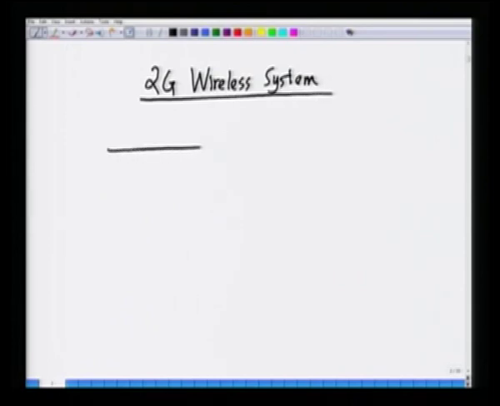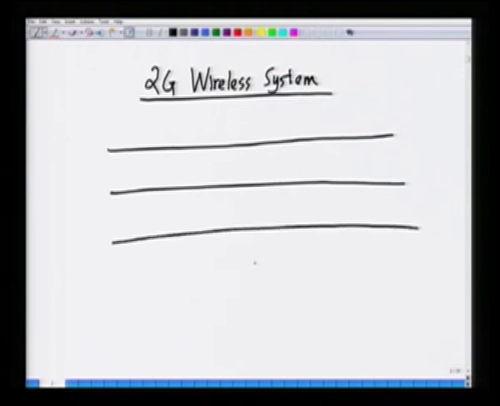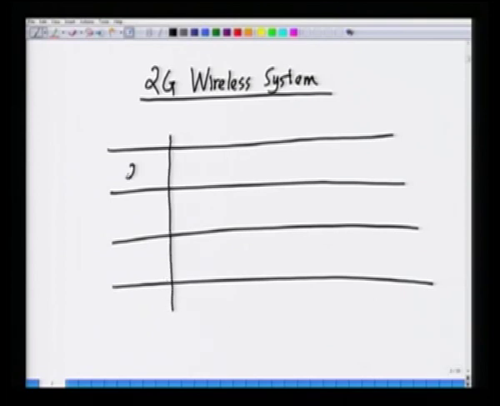Let me make a table here, and in this table I am going to write the different standards and the data rates of the different standards. The first 2G wireless standard is the one which most of you must be familiar with, that is the GSM standard or the Global System for Mobile Communications. This is the most popular 2G wireless standard that is currently in use.